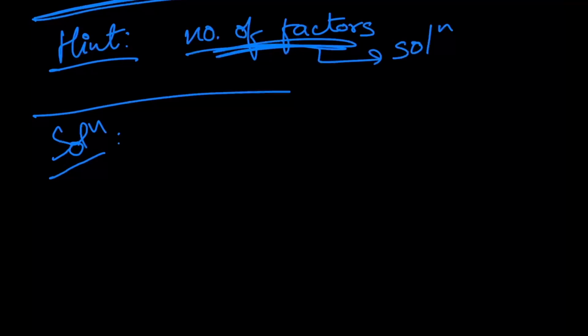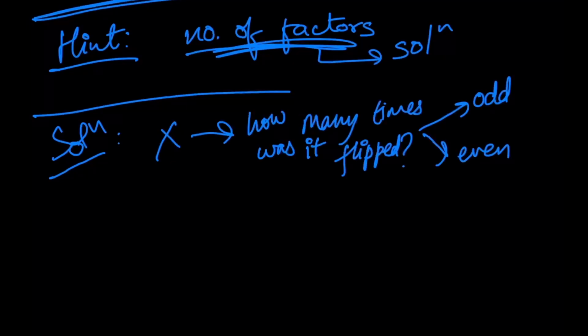First of all, let's start by asking ourselves that for a particular number, say x, how many times will it be flipped? That's eventually what we want to know, because since it was initially off, each bulb was off, if it was flipped an odd number of times, it would end up being on, which is the case we want to find. And if it was flipped an even number of times, it would end up off, right?